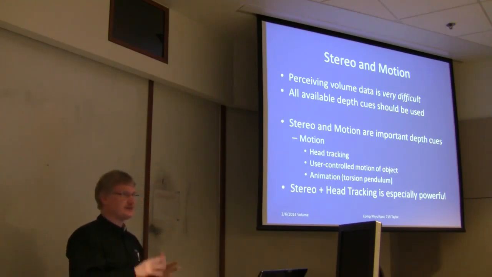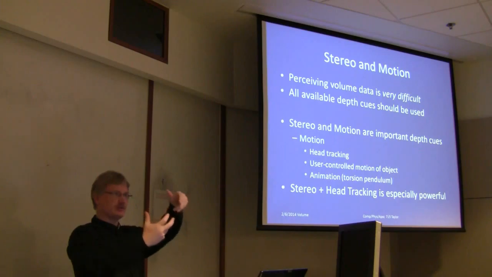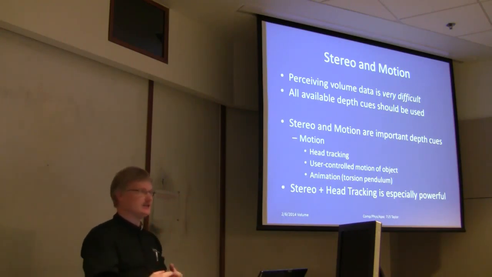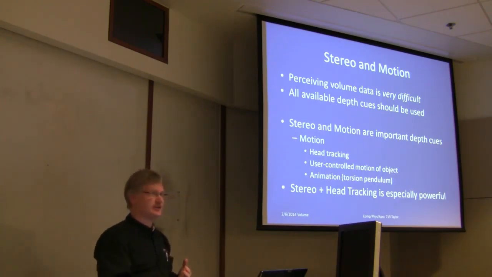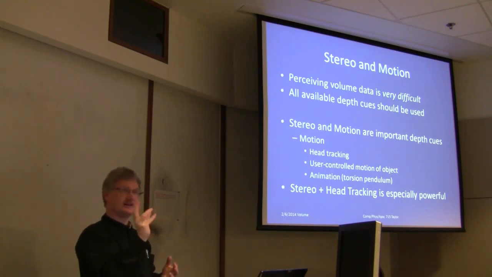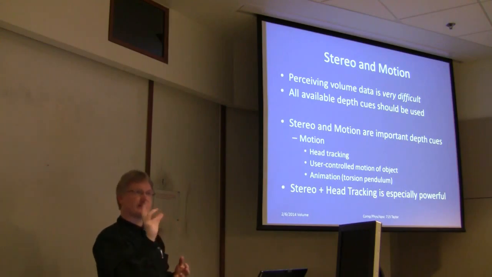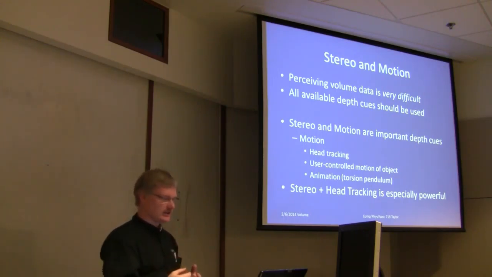User control of motion of objects, right? So you've got that now in peer review. You can rotate the viewpoint around and see what's going on. Or animation, right? So again, we want a torsion pendulum rocking or spinning all the way around. Both of these can be looped, and both of them kind of maintain context when they change their directions.